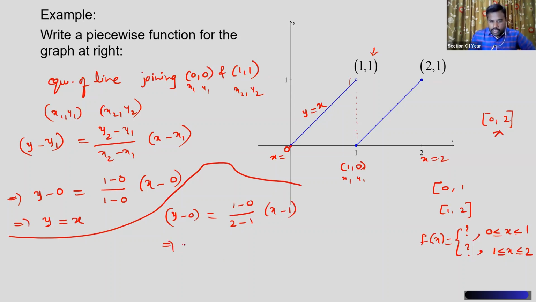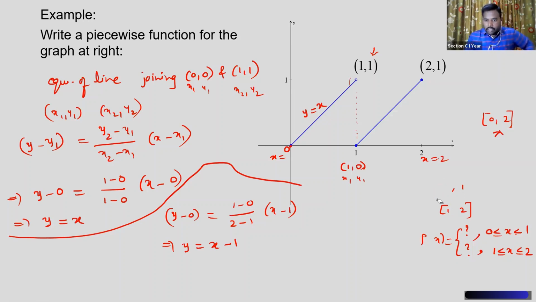So see, you will get it like this: y is equal to 1 minus 0, which is 1, and 2 minus 1 is also 1. So the slope is 1, and hence you will get the equation as simply y is equal to x minus 1. Right? That's how. We don't want it as a single equation here, as it behaves differently in two different intervals.